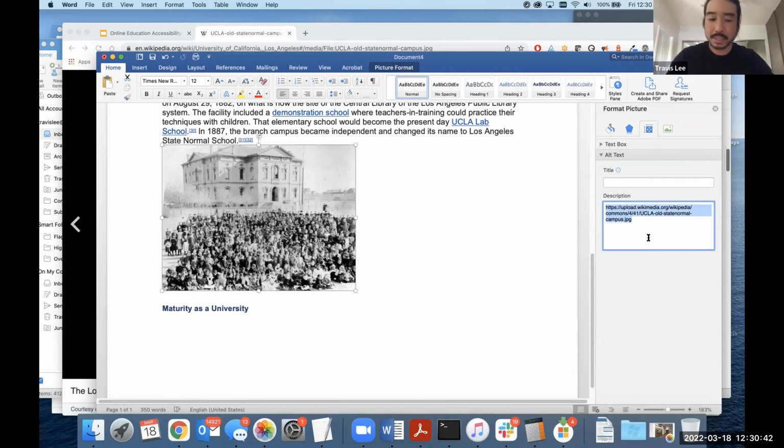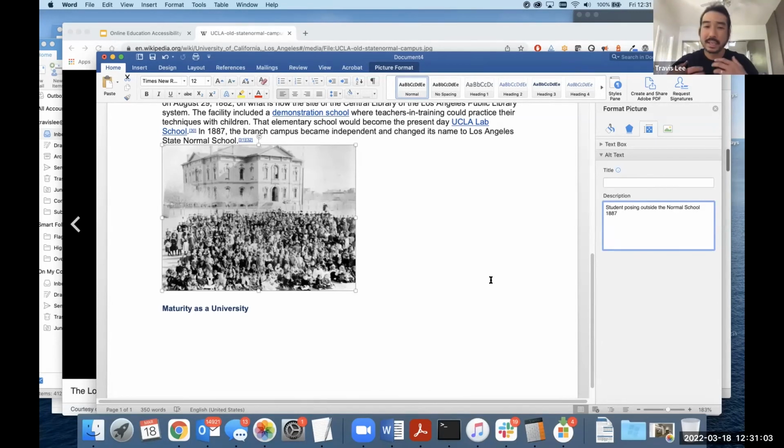Just write the description. In this case, students posing outside the normal school, 1887. That's a reasonable alt text. It's super short. It's just what it is. It's some students posing outside the normal school in 1887.